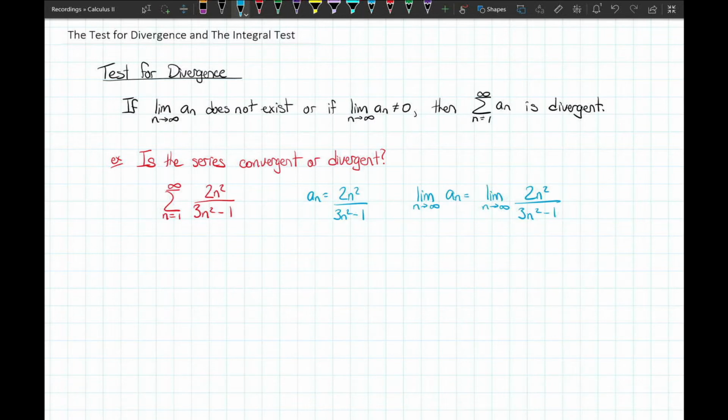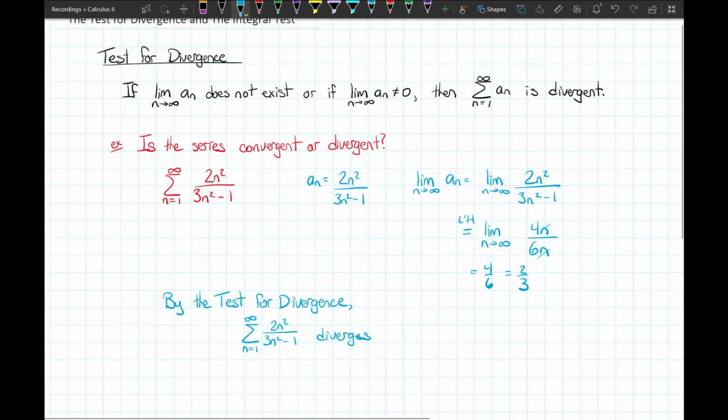Taking the limit of 2n squared over 3n squared minus 1 as n goes to infinity, there's a couple things we could do. We could apply L'Hopital's rule, or we could divide by the highest power of n in the denominator. Why don't we use L'Hopital's rule? Taking the derivative of the numerator, we have 4n, and taking the derivative of the denominator, we have 6n. The limit of 4n over 6n as n goes to infinity: the n's cancel, and that leaves us with 4 over 6, or simply 2/3. Well, this means that by the test for divergence, this is a divergent series.